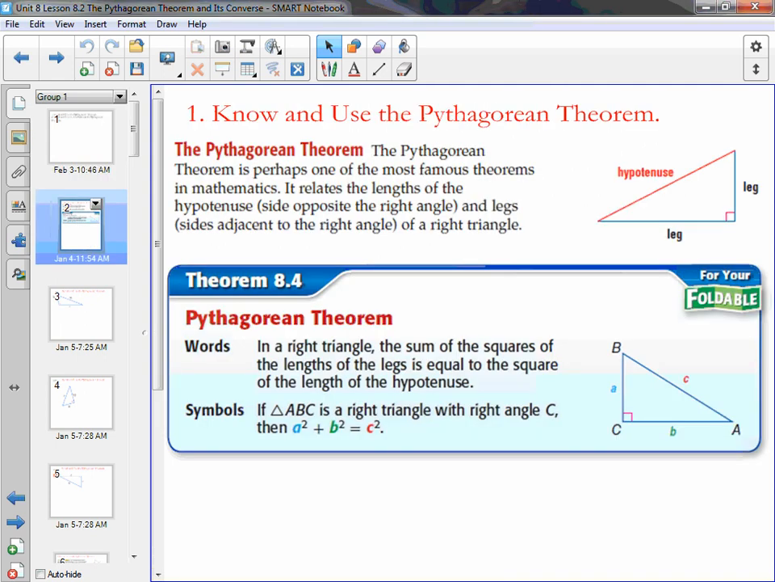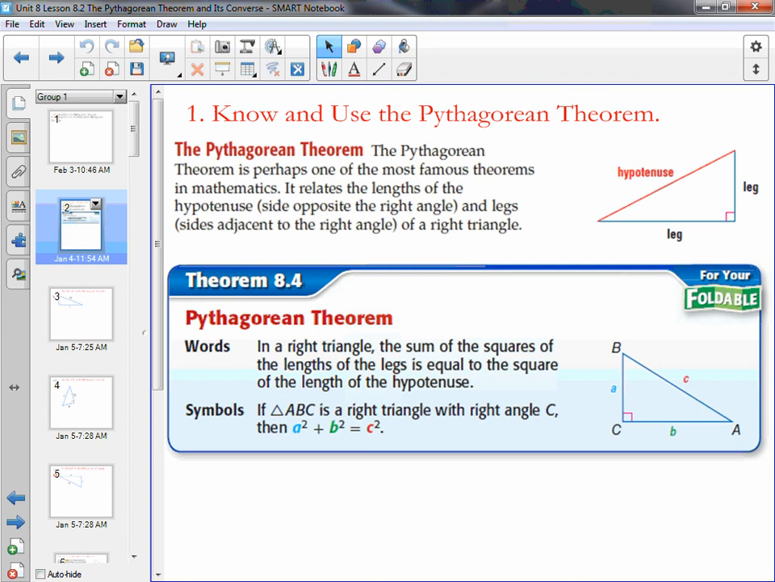All right, the Pythagorean Theorem is perhaps one of the most famous theorems in mathematics. I would say that's probably right. At least everybody knows the word theorem follows the word Pythagorean. It only works in right triangles. You have to remember what the sides of the right triangle are called. The legs are the two sides that connect to form the right angle. The hypotenuse is the side that's opposite the right angle. The hypotenuse is always the longest of the three sides.